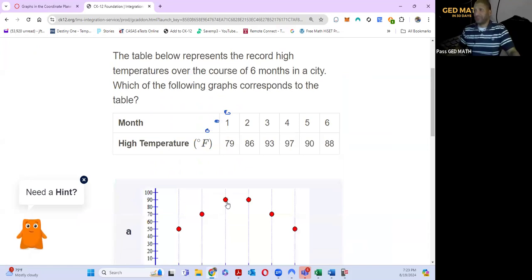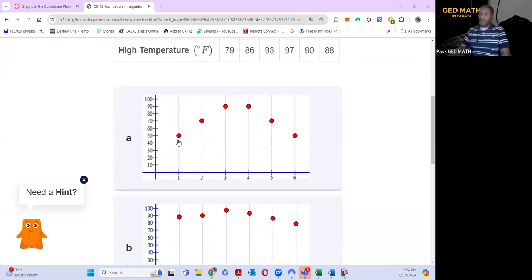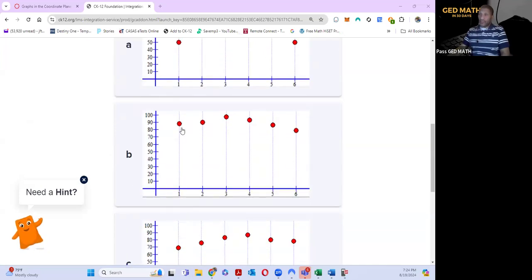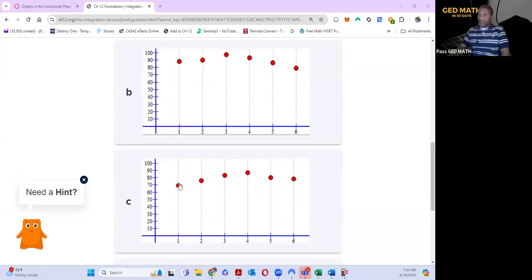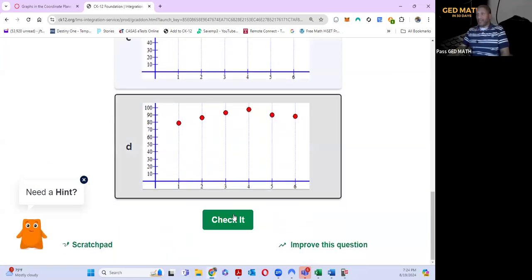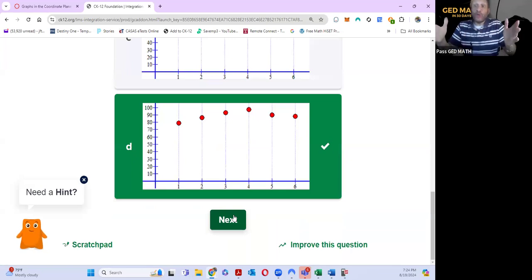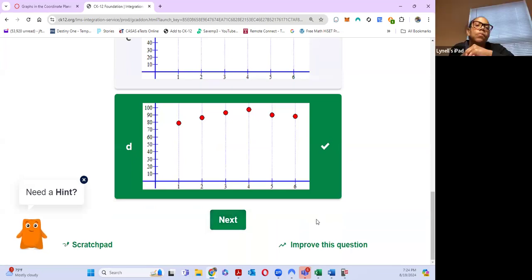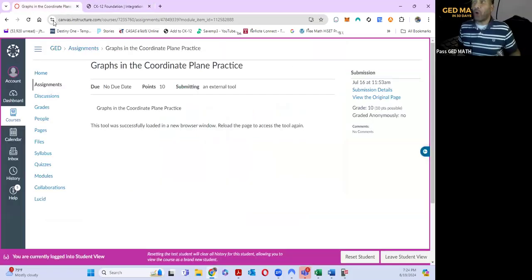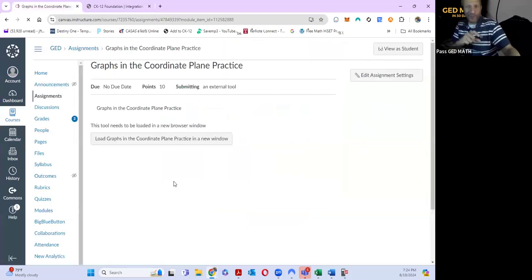Okay. Oh my God, Mr. Tinsley, I don't know how to do this problem. Look at this. They got a paragraph. They got all this information. I don't know how to do it. The table below represents the record high temperature over the course of 6 months in the city, which of the following graphs corresponds to the table. All you're doing is plugging in the points. Easy. But you got to know what a point is. How to graph a point. Again, these are all things that you can do. But what happens is when they frame the question in a different way, oh my God, I can't do it.